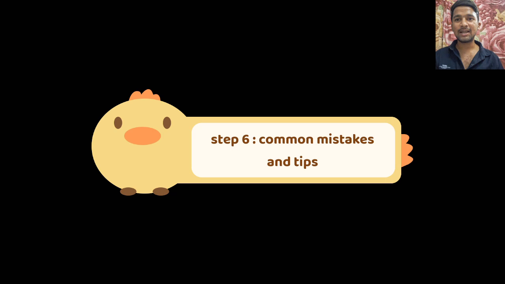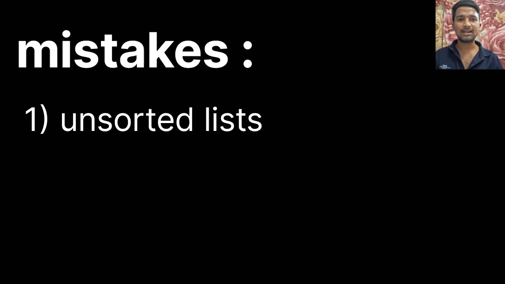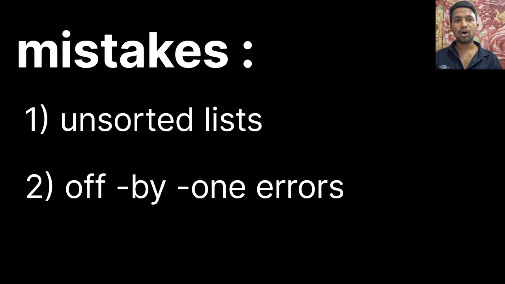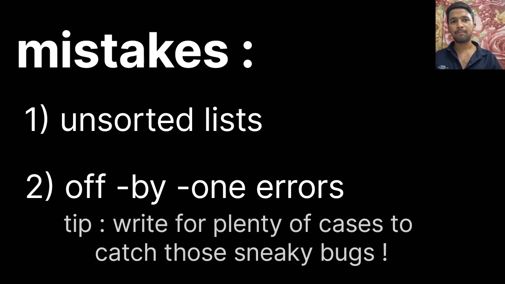Now, moving on to step 6, which is common mistakes and tips. Before we wrap up, let's go over some common mistakes. Number 1 is unsorted list. Remember, binary search only works on sorted lists. And number 2, off by one error. So, double check your mid calculations and boundaries. Here is a pro tip: write plenty of test cases to catch those sneaky bugs.